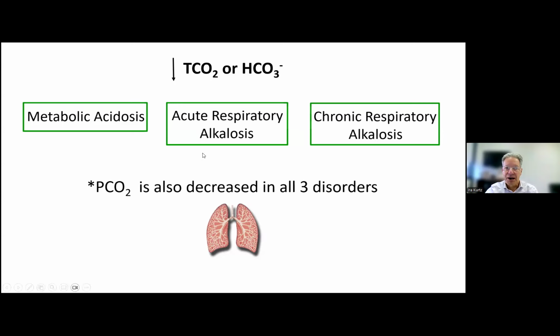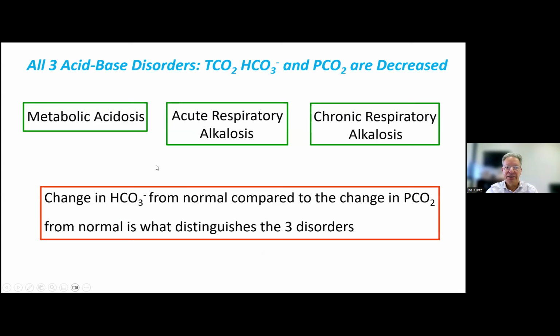So we have a drop in the total CO2 or bicarbonate in all three, and we have a drop in the PCO2 in all three. So how do you distinguish the three of them? And we do that by assessing the change in the bicarbonate from its normal value in relationship to the change in the PCO2 from its normal value. And those proportionalities, the so-called delta bicarbonate compared to the delta PCO2, is what distinguishes the three disorders from each other. They all have a different ratio.